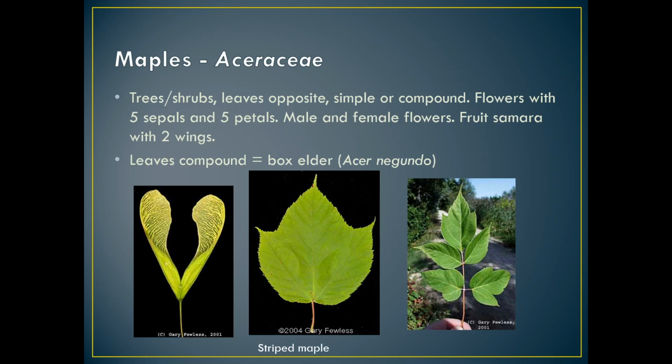The flowers have 5 sepals and 5 petals, with male and female parts on separate flowers, and the fruits are also similar to ash. They're samaras, but in the case of maples, they have 2 wings instead of just the single one, whereas ash would just have a single wing like that. So these are the fruits here with the seeds encapsulated inside.